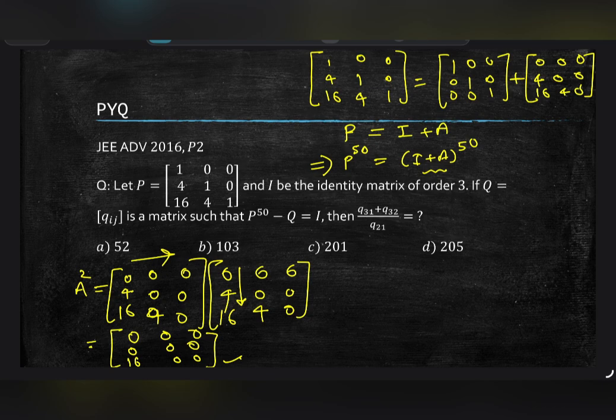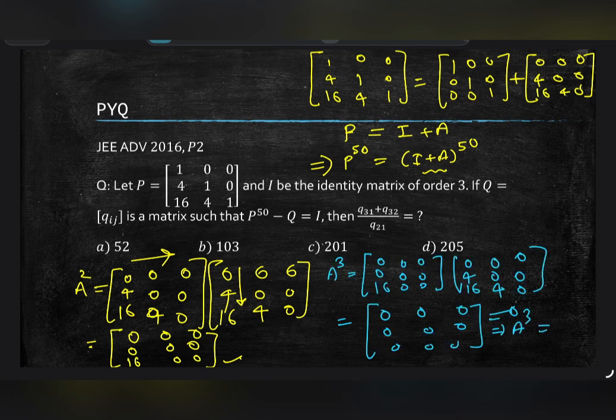Now we will calculate A cube. A cube will be A square into A. A cube is the 0 matrix. If A cube is the 0 matrix, afterwards all the matrices will be 0. So again coming back to the problem, we can say that P power 50 is equal to, applying the binomial, 50C0 I to the power 50 plus 50C1 I to the power 49 into A plus 50C2 I to the power 48 A square, and so on.